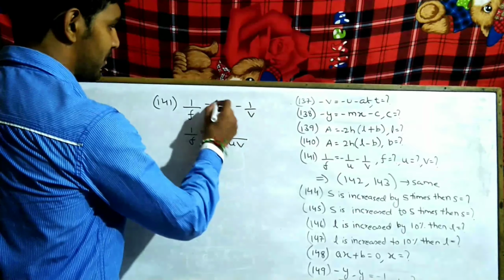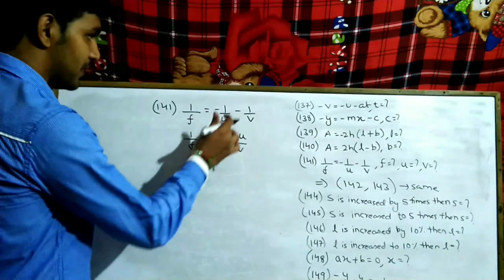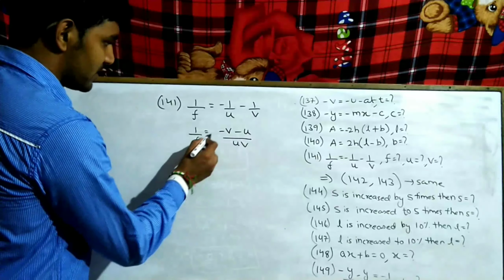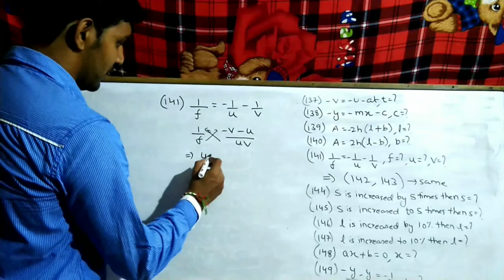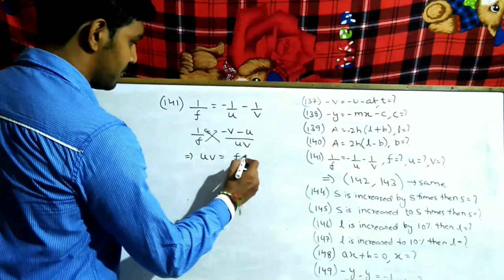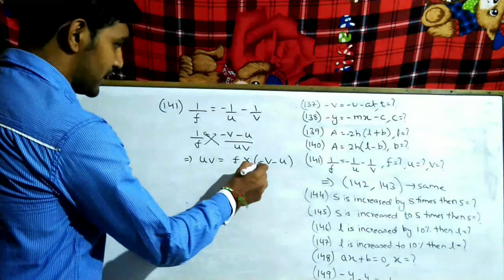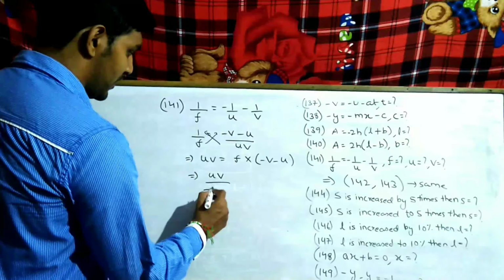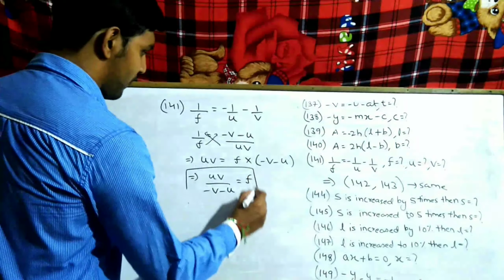Now cross multiply. I'm multiplying, cross multiply. Now what happened? Just cross multiplication: u into v into 1 is uv, equal to f into v minus u. Now this multiply goes to that side and becomes division. So uv by v minus u is equal to f. So this is the f value.